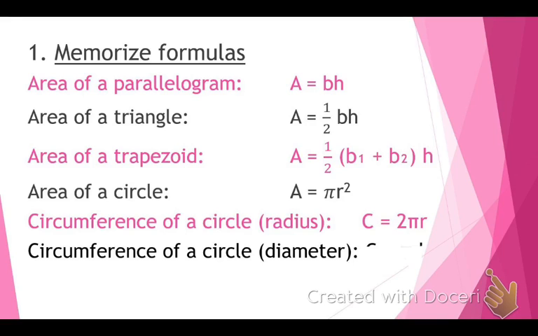Final one, guys. What's the circumference of a circle with the diameter? C equals pi times D. That is correct, all right? Any questions about those formulas? Please make sure that you memorize those.